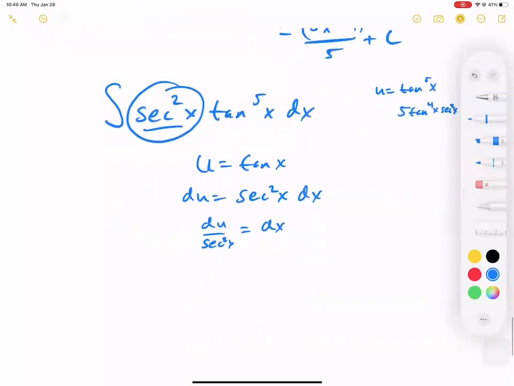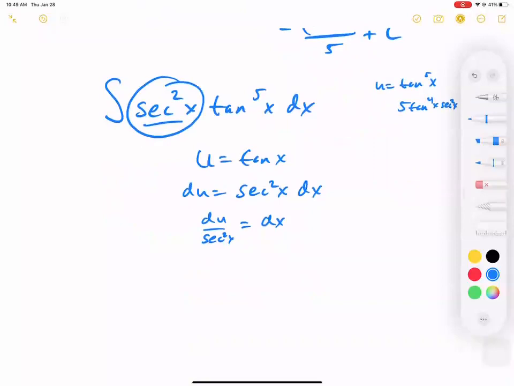And when you rewrite this, this problem literally looks terrible. It's like, what the hell? I don't know any identities that deal with secant and tangent to the fifth. And really, this is just the integral of secant squared x times u to the fifth, and that's du over secant squared x. And these secants divide out, leaving me just a simple integral of u to the fifth.